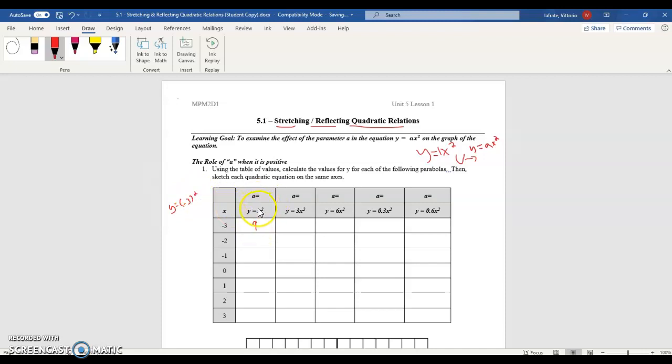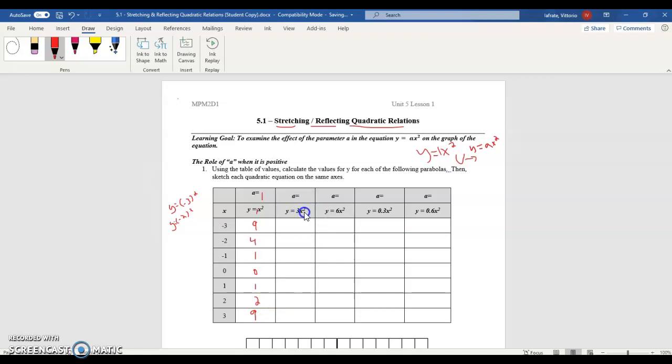In this case, the value that's in front of the x, since there's none there, is an implied 1. So you could do the same process for when x is equal to negative 2, y is equal to negative 2 squared, which is 4. And we keep doing that throughout. So 1, 0, 1, 4, and 9.